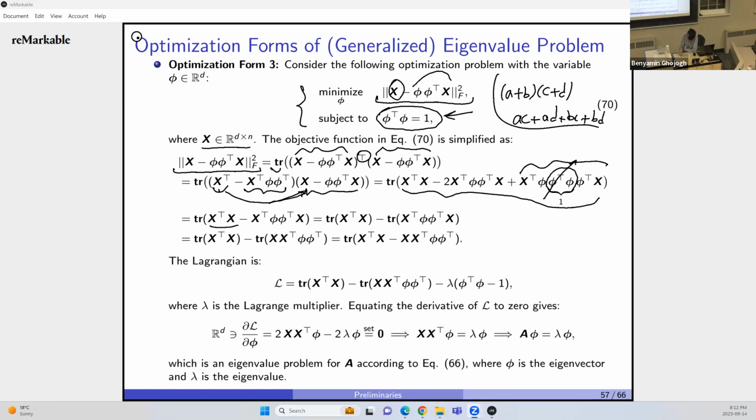What is this? X transpose phi transpose X. We also have minus 2 X transpose phi transpose X. So we'll have only minus 1 of them. We know trace is a linear operator, so I can apply it to its elements. Okay. Then here I'm using the cyclic property of trace.